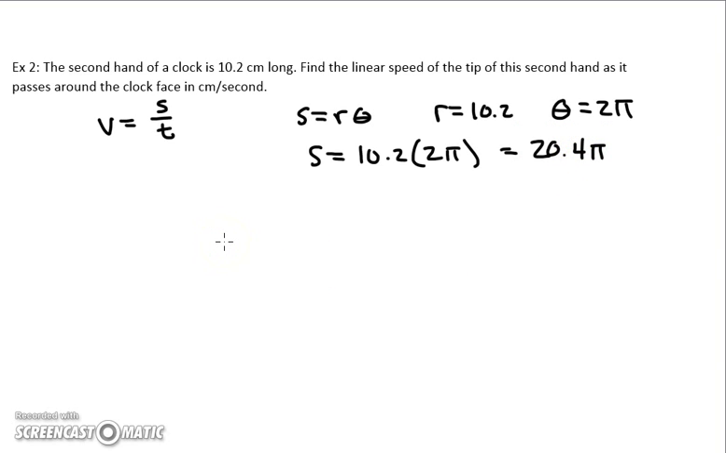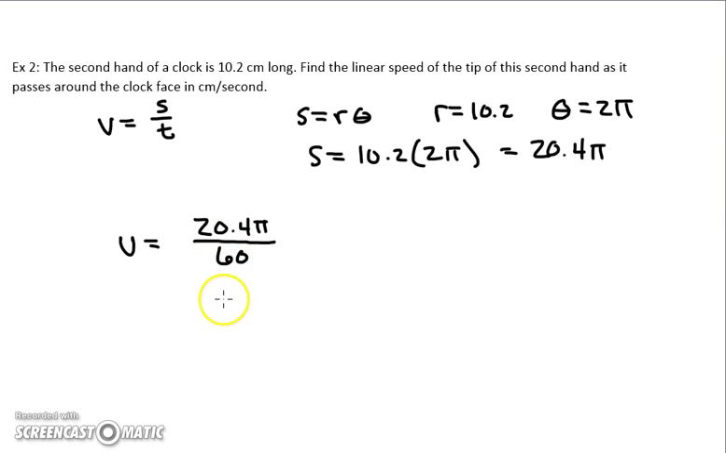So it's going to travel the arc length of 20.4. Now we get to pick that because we can also pick how much time we're talking about. So when we say V equals S over T, we go to V equals, we found 20.4 pi, but the time that it took us to do that was 60 seconds, or 1 minute.